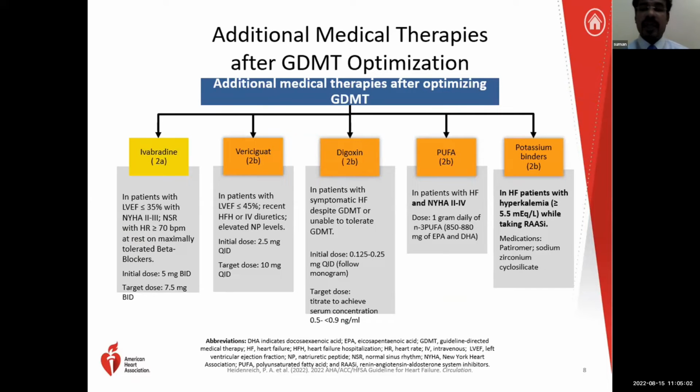Here comes ivabradine, that's the 2A indication. Patients with ejection fraction less than 30%, who are in sinus rhythm, and we are not able to control the heart rate, because this mainly acts on the sinus node. So if the patient is on maximal tolerable doses of beta blockers and we still can't control the heart rate, you can introduce ivabradine 5 milligram BID and up to 7.5 milligram BID.